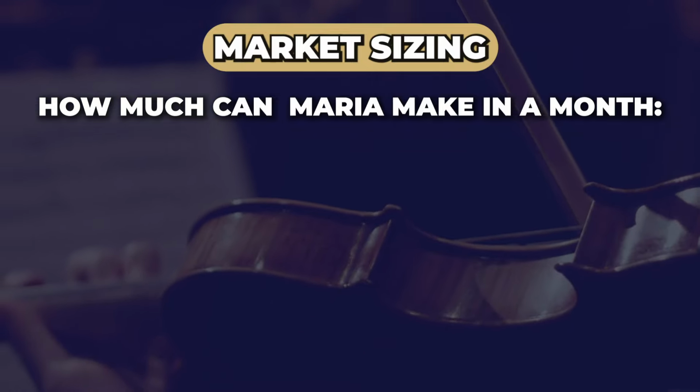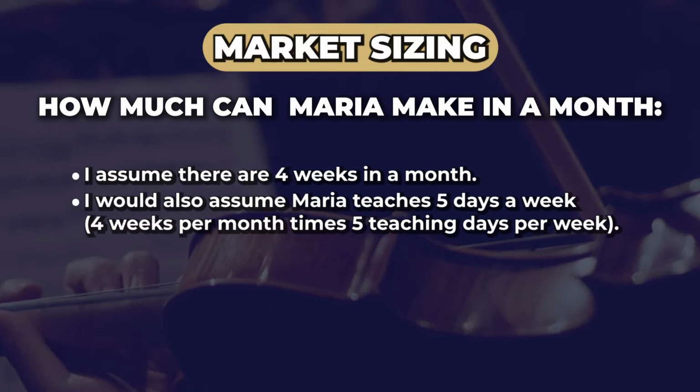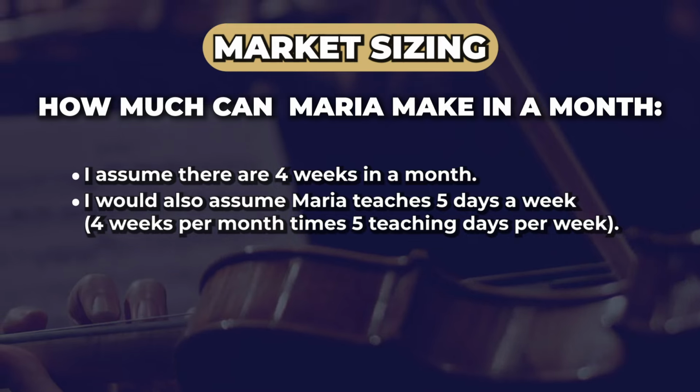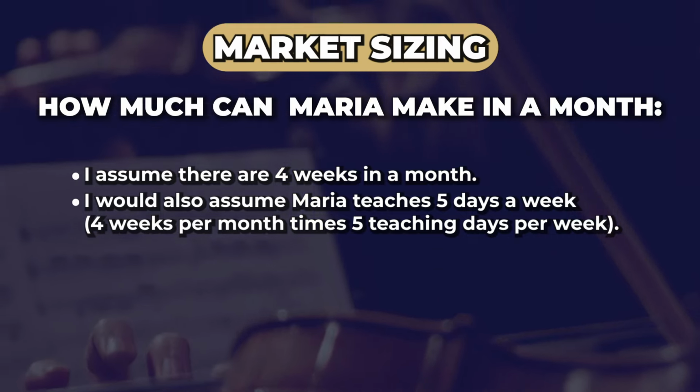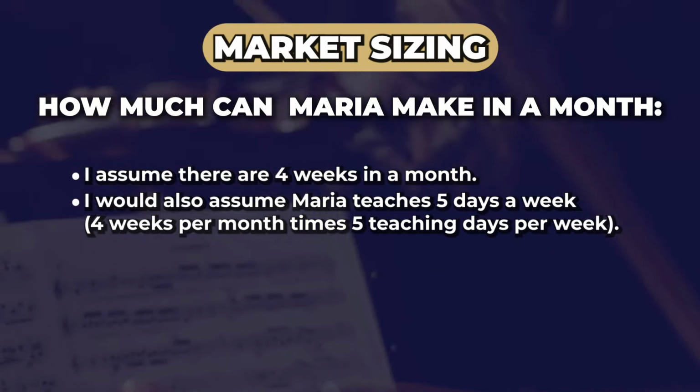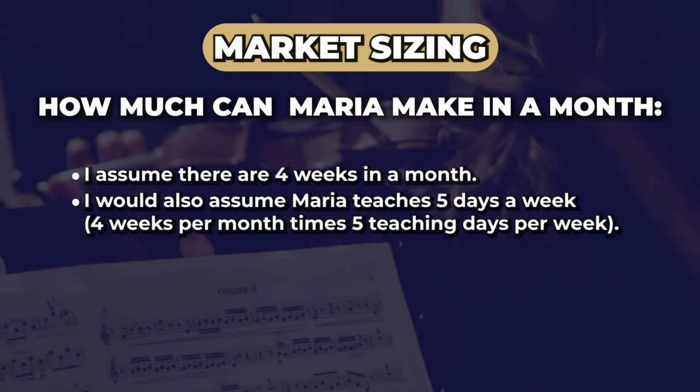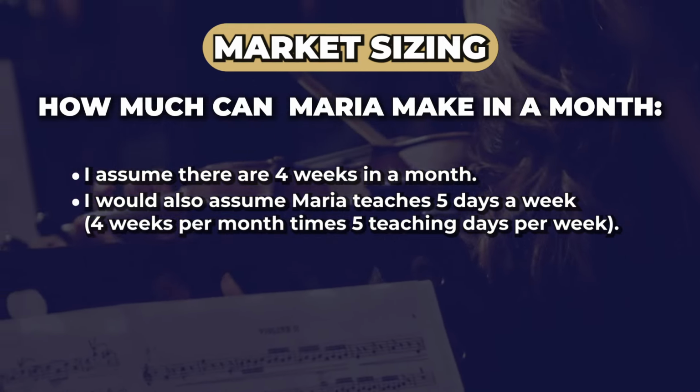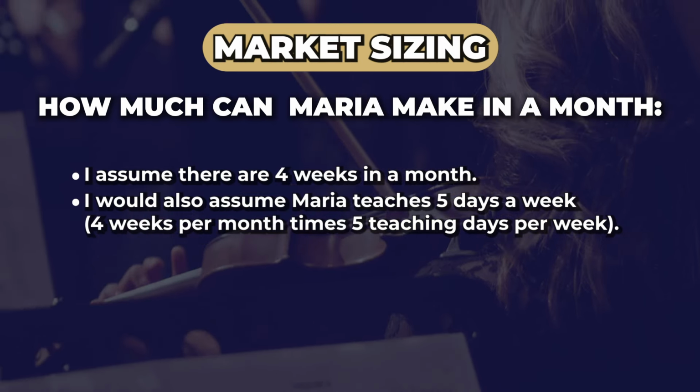I assume that there are gonna be 4 weeks in a month. I would assume that Maria is only teaching 5 days and not 7 days a week. This would give her time to get more students, do invoicing, and plan for the lessons. This would give us a total of 20 days of active teaching per month. That is, I took the 4 weeks and multiplied it by the 5 teaching days per week.